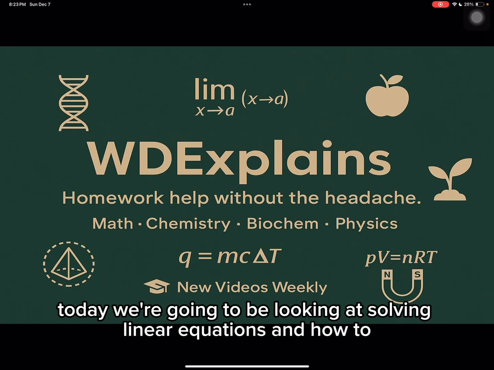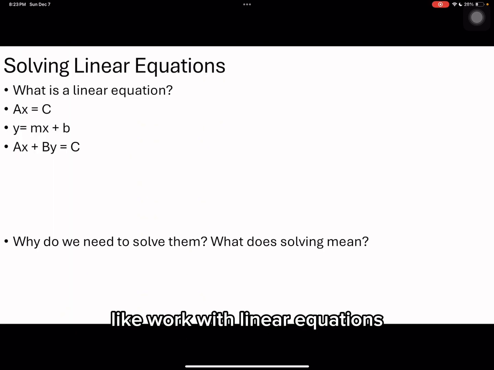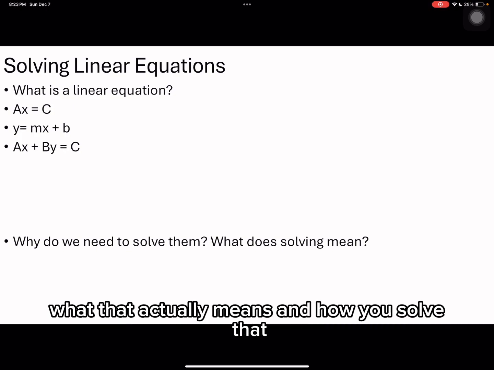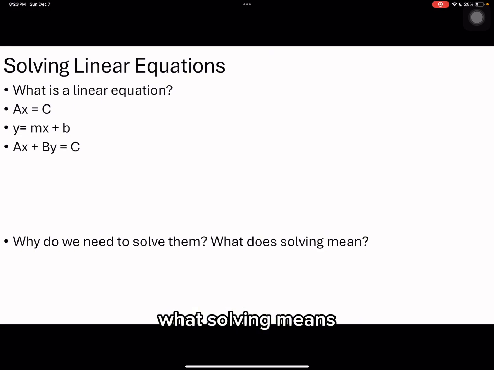Today we're going to be looking at solving linear equations and how to work with linear equations. So if we're talking about solving linear equations, we have to understand what a linear equation actually means, and how you solve that, what solving means.